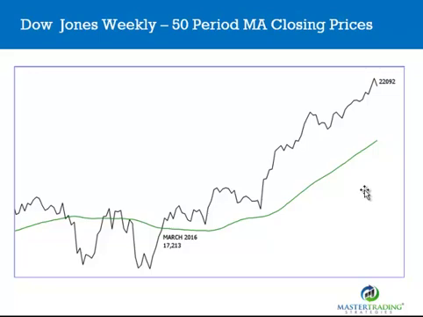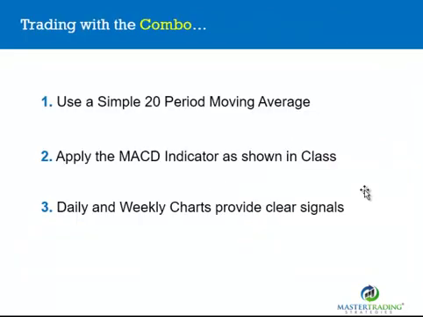So again, you need to decide whether you want to use a 20 period, 50 period, 100 period. All depends on your trading plan, and this is something that we covered at the 2-day workshop. Now the combo, this uses a very simple 20 period moving average.